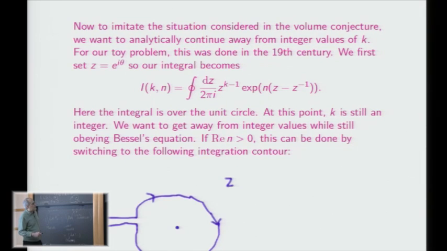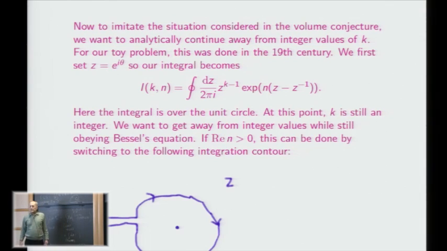We first set z equals e to the i theta, so we're trying to do this integral here. We're integrating over the unit circle. k is then still an integer. We want to get away from integer values while still obeying Bessel's equation. If the real part of n is positive, we can do that by switching to the following integration contour, which luckily you can still mostly see. Instead of just going around the circle, we come in from minus infinity, then we go around the circle, and then we go back.